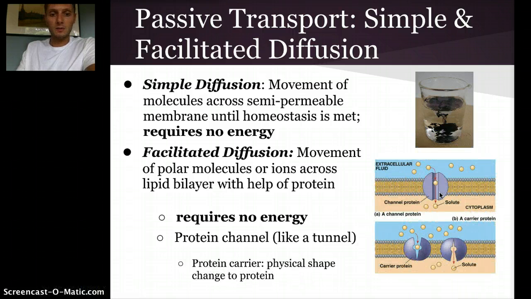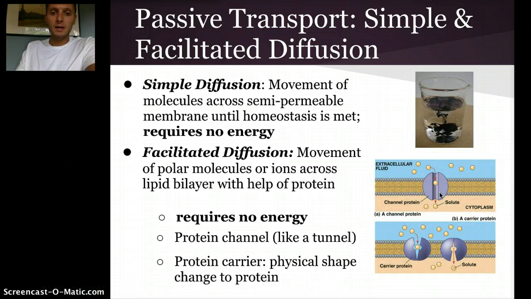The other possibility is a protein carrier, and in this case, the shape of the protein is actually changed. Again, we're still moving from an area of high concentration to low concentration, so no energy is required. Instead of a protein channel or a tunnel, we have a carrier protein that actually changes shape in order for the molecule to be moved across the membrane.